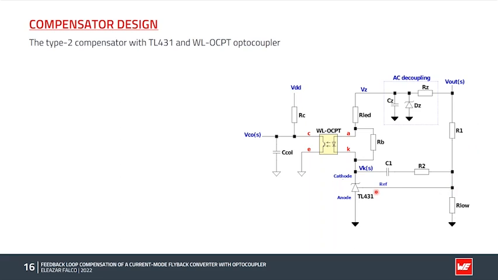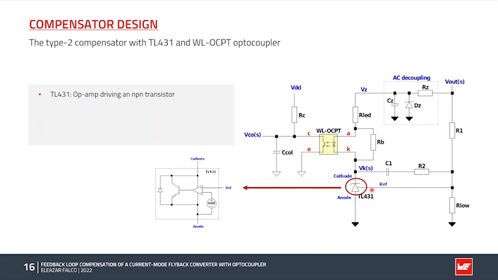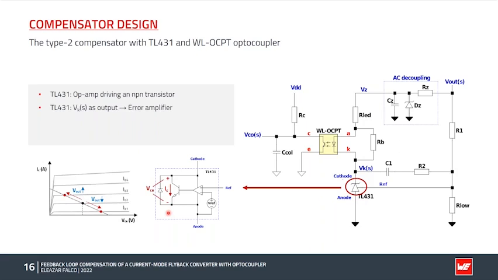But what is inside the TL431? Well, in simple terms, there is an amplifier driving an NPN bipolar transistor. Note that the transistor operates in the active region, so its collector current and its collector emitter voltage are related as shown here. If the collector current increases due to a sudden increase in the converter output voltage, then the collector emitter voltage will decrease and vice versa.